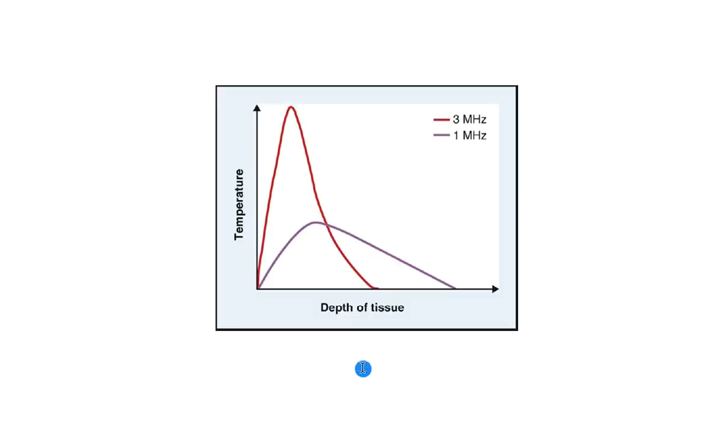This is another representation of how 3 megahertz is 3 times the intensity of 1 megahertz. So it's not going to get as deep, but it's going to be more intense and create a significantly higher tissue temperature rise, TTR, as opposed to 1 megahertz.